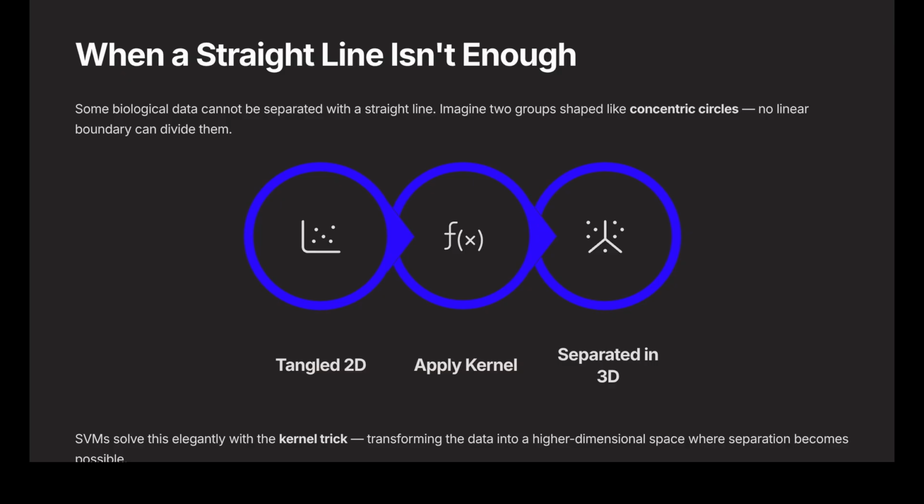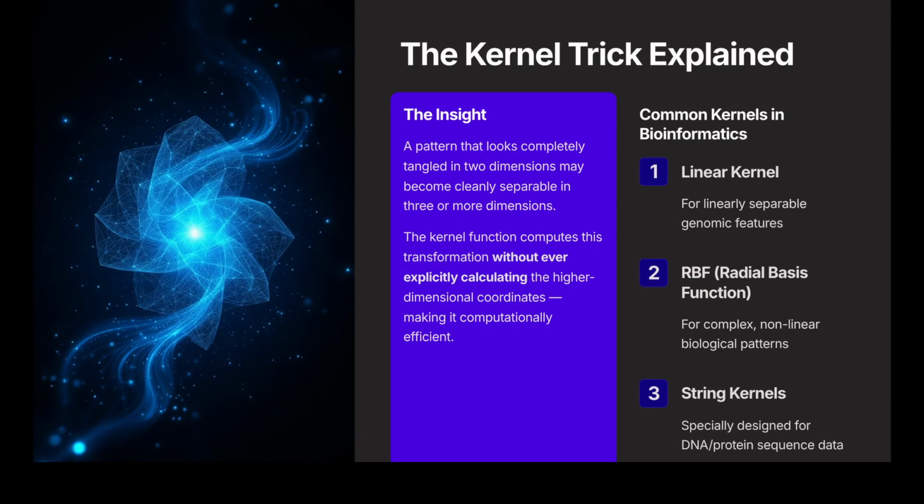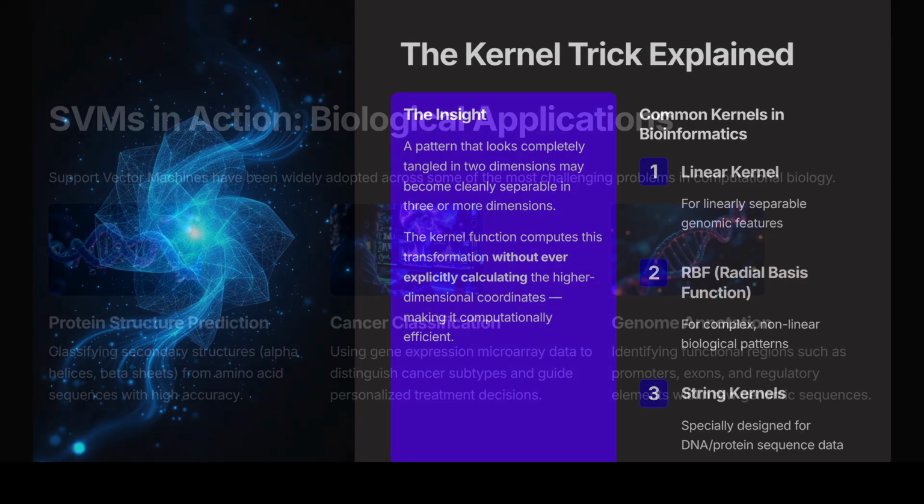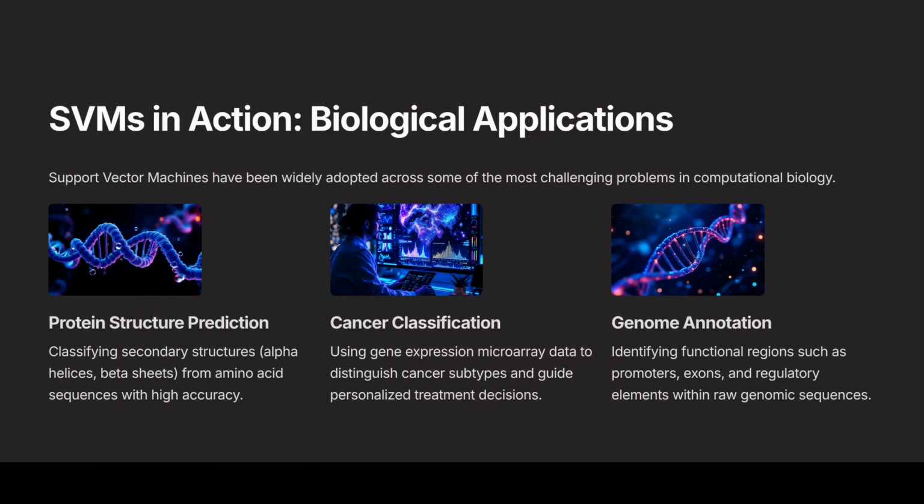Sometimes the data cannot be separated with a straight line. Imagine two groups shaped like concentric circles. No straight line can divide them. Support vector machines solve this using a technique called the kernel trick. Instead of drawing a boundary in the original space, the algorithm transforms the data into a higher dimensional space where separation becomes possible. A pattern that looks tangled in two dimensions may become separable in three or more dimensions. This idea allows SVMs to model surprisingly complex relationships.